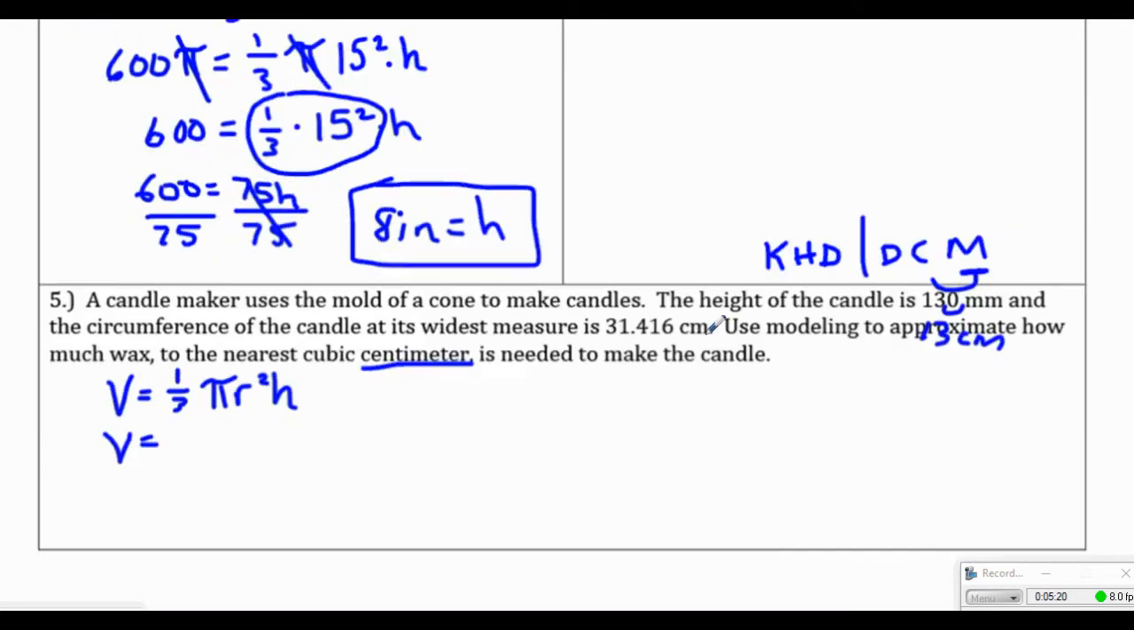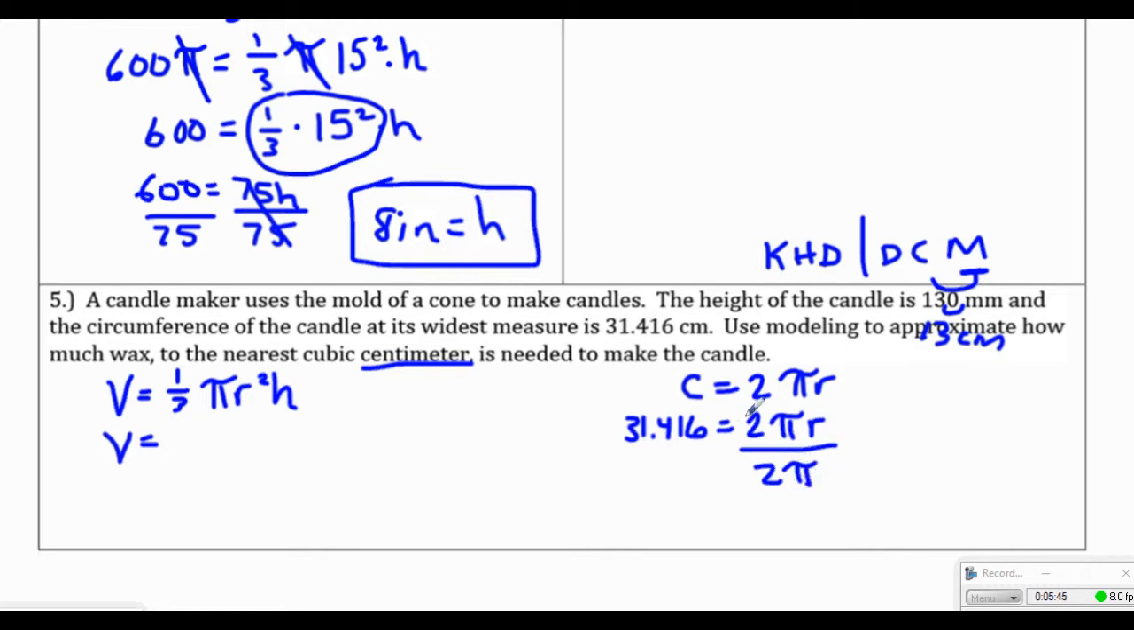Well, it gives you the circumference. Use the circumference formula. Go to your reference sheet. There are 2 formulas for circumference, but since we need the radius, might as well use the one that's 2 pi r. Okay, so we have the circumference is 31.416 centimeters, right? Equals 2 pi r. I want to find the radius, so I'm going to divide both sides by 2 pi.